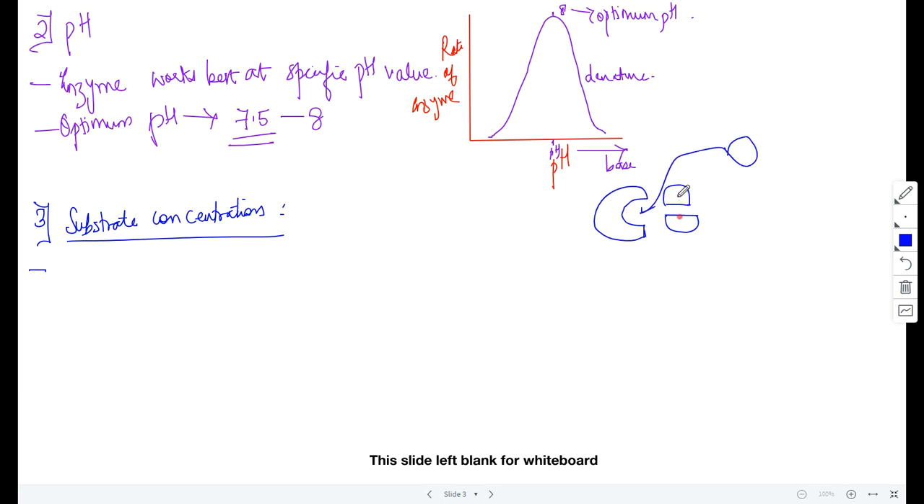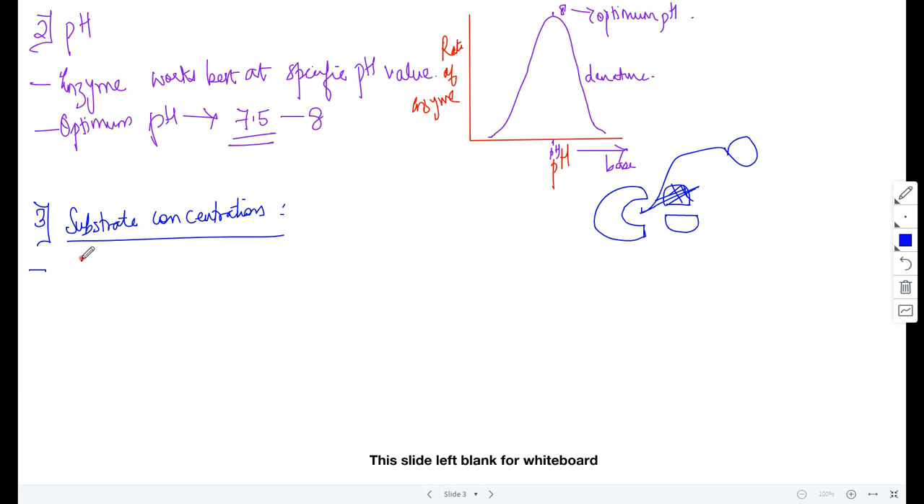But I have two different forms, and these different forms are going to fit. Just imagine if one of them is not there. Will it go and bind to the active site? No, right? There should be plenty of substrate available for the enzymes.